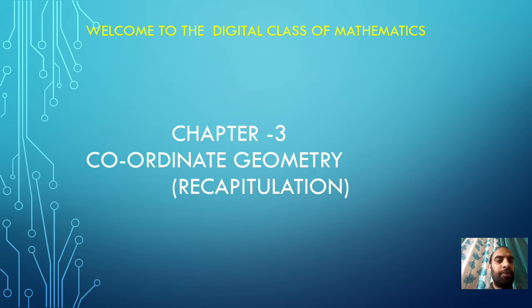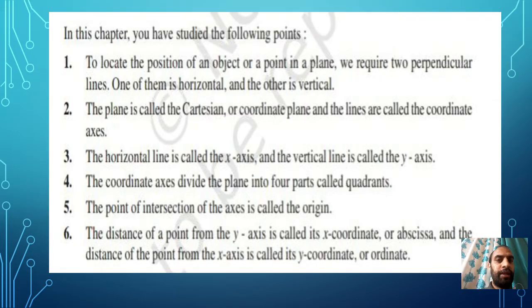It is the combination of two words, coordinate and geometry. So we can say it is a branch of geometry in which we study the position of points by using coordinates. So let's see whatever we have studied in this chapter. You have studied the following points. Let's see what points we have studied in this chapter.